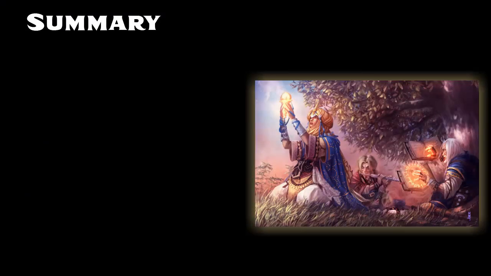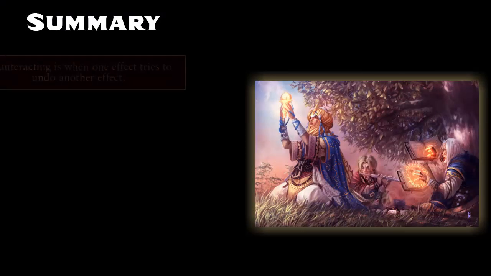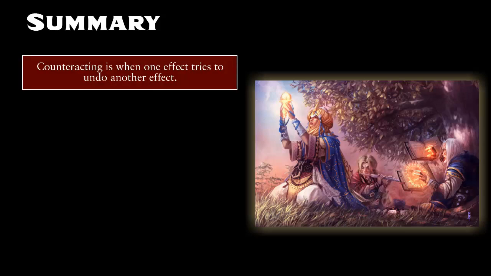In this video, we discussed counteracting. Counteracting occurs when one effect attempts to undo another effect, both of which are usually magical. When a character counteracts an effect, they must roll a counteract check. Often the bonus the character applies to their roll is provided by the stat block of whatever item or ability they are using for the counteract attempt.